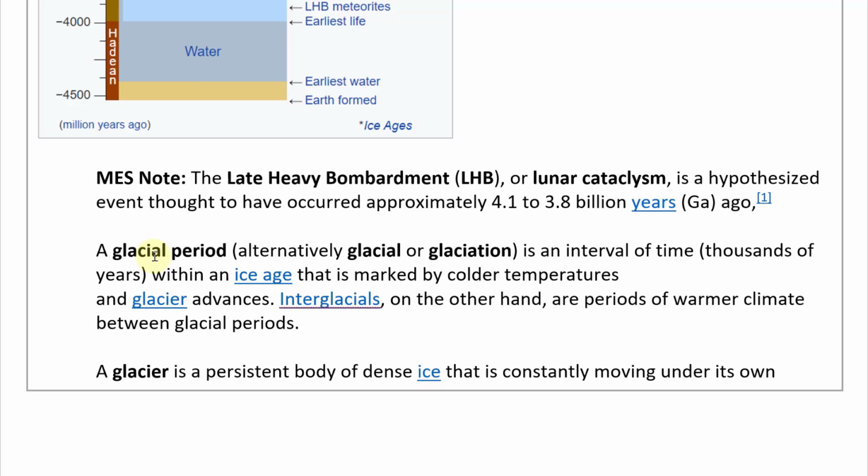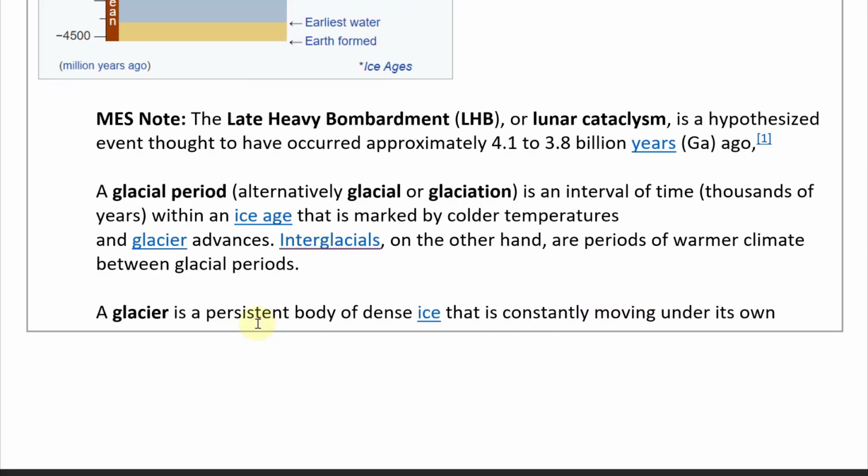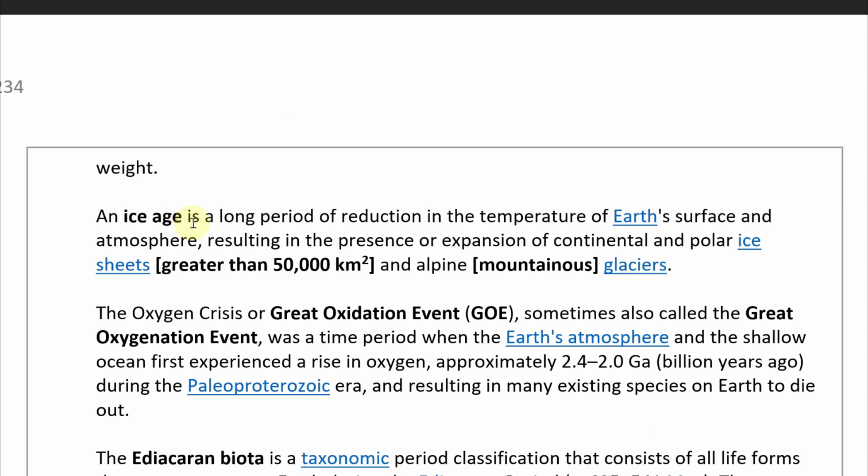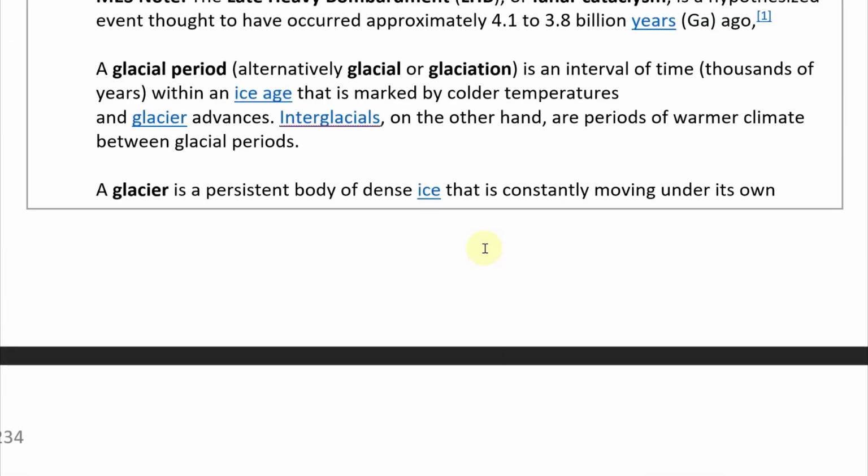A glacial period, alternatively glacial or glaciation, is an interval of time, thousands of years within an ice age, that is marked by colder temperatures and glacier advances. Interglacials, on the other hand, are periods of warmer climate between glacial periods. A glacier is a persistent body of dense ice that is constantly moving under its own weight. And an ice age is a long period of reduction in the temperature of the Earth's surface and atmosphere, resulting in the presence or expansion of continental and polar ice sheets, which are greater than 50,000 square kilometers in area, and alpine or mountainous glaciers.